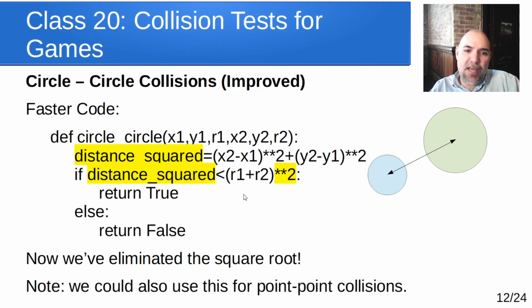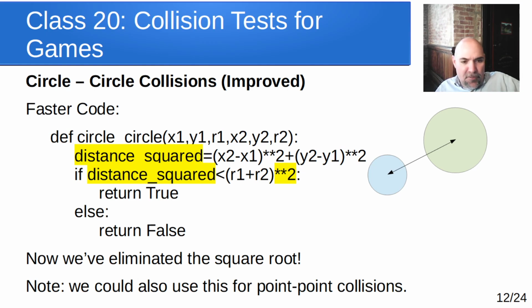So the solution to that is I just changed the variable name here, but just to leave off the square root and then check against radius 1 plus radius 2 squared, and that will give us the same comparison, but now we no longer have a square root calculation being done, and this can be done much more quickly because squaring this is just multiplying it by itself, which can be much faster than trying to go the other way and take a square root. So this is an improved implementation of the circle versus circle collision.